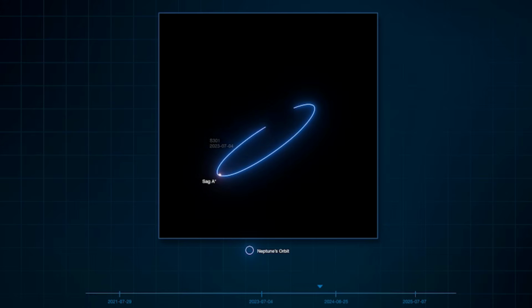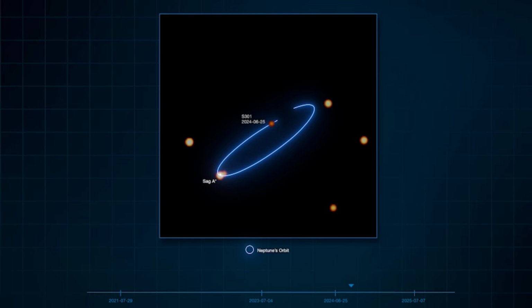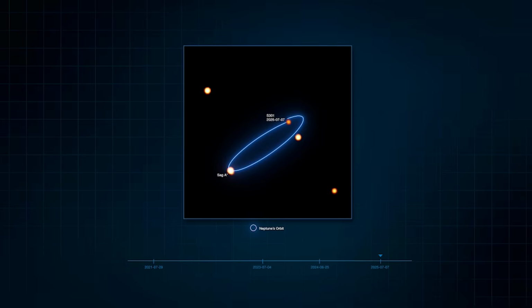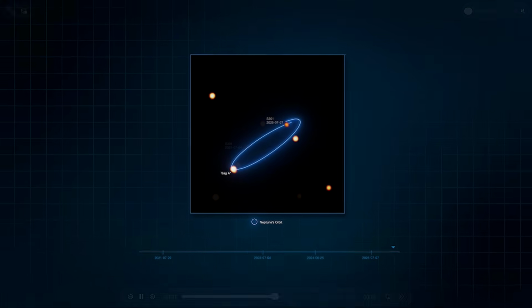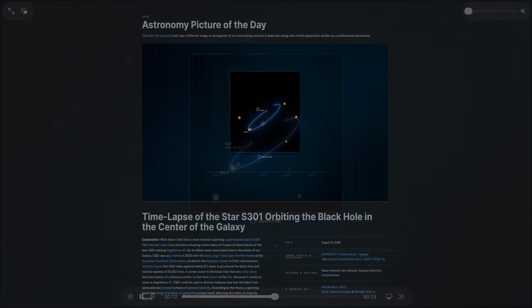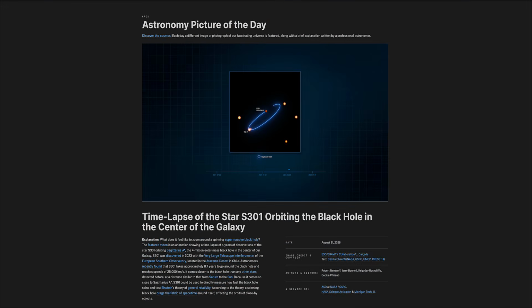However, this star is close enough that some of those predictions of general relativity, things that would happen when you do start to get close to the vicinity of a black hole, some of those measurements can be tested by studying the orbit of this star. So that was our picture of the day, titled Time Lapse of the Star S301 Orbiting the Black Hole in the Center of the Galaxy.